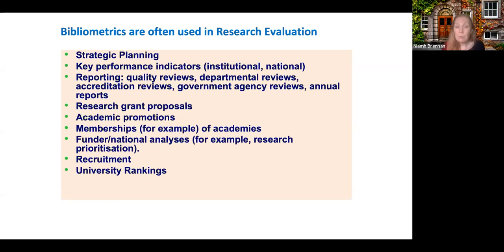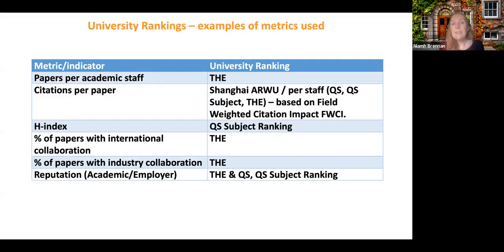They can be used, rightly or wrongly, for recruitment. Note, I'm not recommending these, I'm just stating that this is what they're used for. And they can be used for university rankings. So let's have a look at some of these. Some of the examples of how rankings use metrics are, the Times Higher Education, the THE, will count papers per academic staff. They also count citations per paper. And so does the Shanghai rankings, and so does the QS rankings, for both its subject and its main rankings.